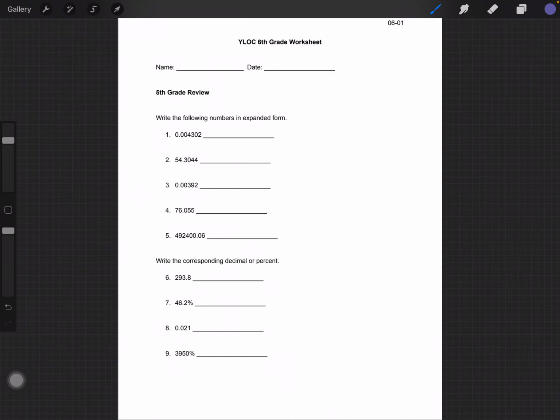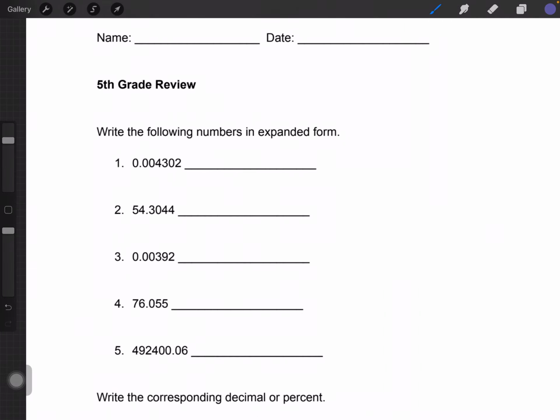This first direction tells us to write the following numbers in expanded form. And what that means is that you want to have each house as a separate number, and you want to find the sum of them. So you want to add them all together to create this number.